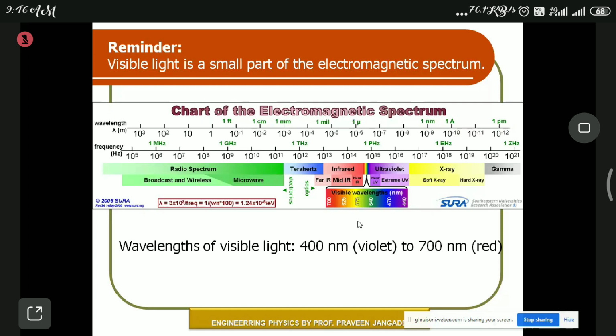That's why I mentioned this particularly, because we are starting optics. In optics we are focusing on light, and here we are focusing on visible light, which is the range between 400 and 700 nanometer.